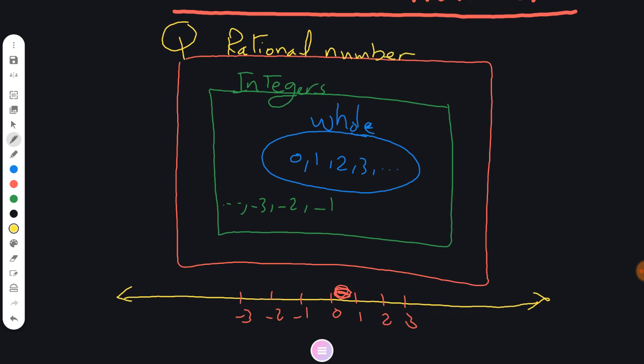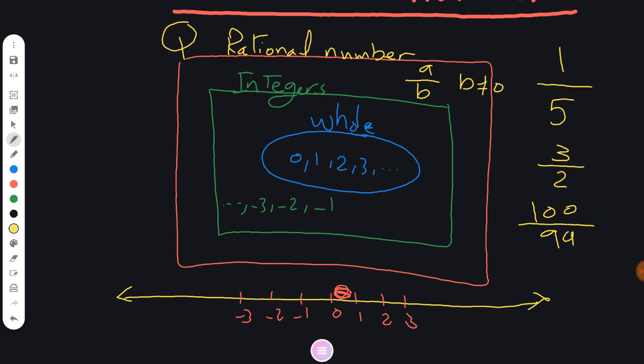These numbers can be written in the form a over b, and b does not equal 0. So any number that can be written as a fraction: 1 over 5 is a rational number, 3 over 2 is a rational number, 100 over 99 is a rational number. So any number that can be written as a fraction is a rational number. Okay? How to represent a rational number as a decimal?